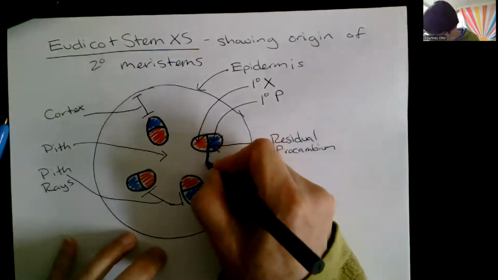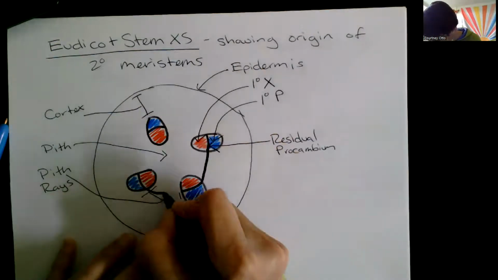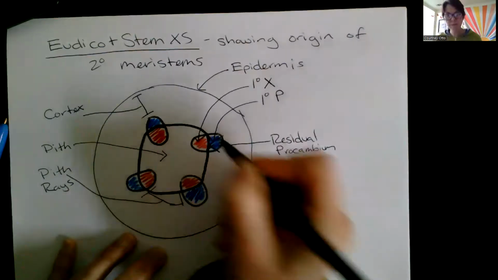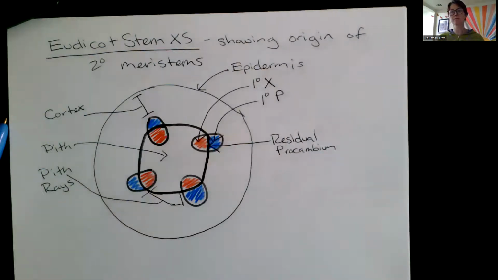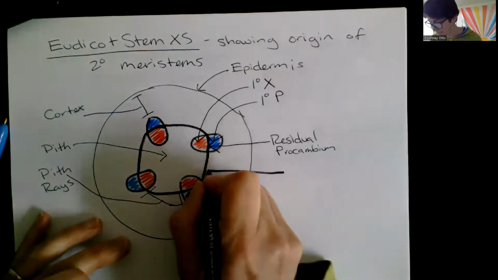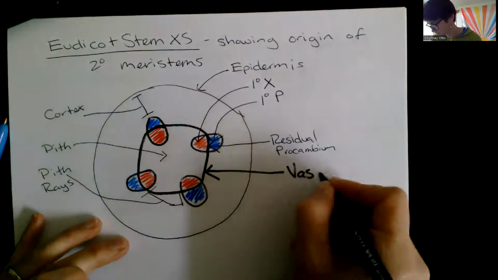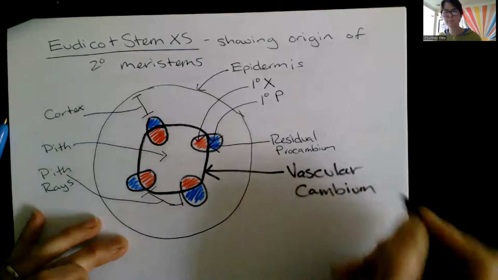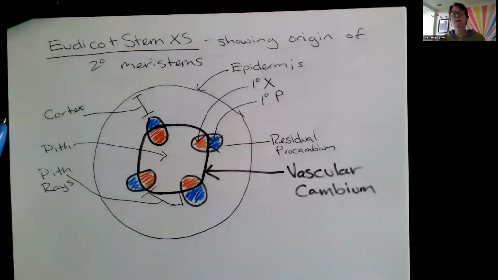So cells inside those pith rays are going to dedifferentiate, give up their function, and link up with that residual procambium until we've got this ring of meristematic cells all the way around, right? All the way around the circumference of our stem here. And once that's happened, right, then we've got our vascular cambium. Just this ring of meristematic cells all the way around the circumference of our stem here. Right, that's going to happen first, right? It's going to get active and start producing secondary xylem to the inside and secondary phloem to the outside.